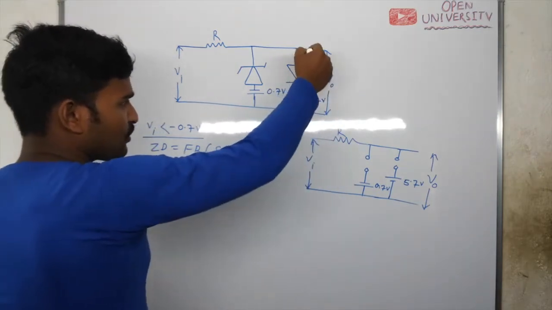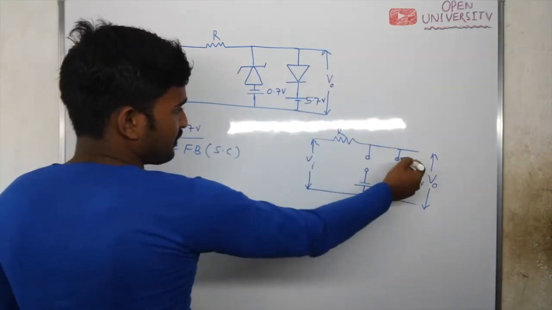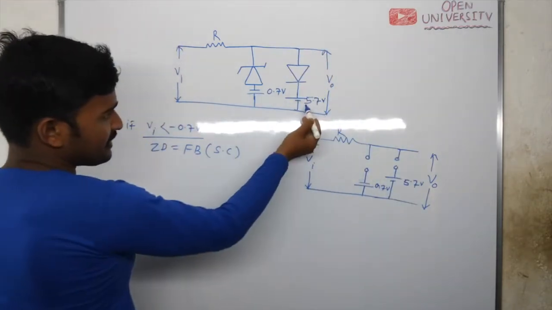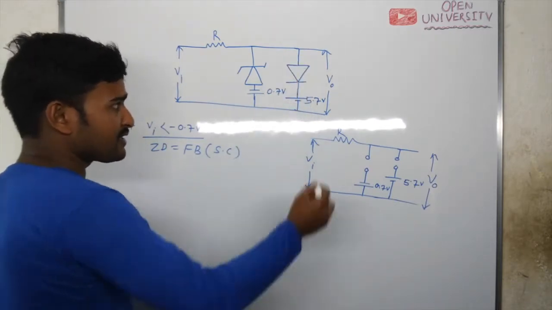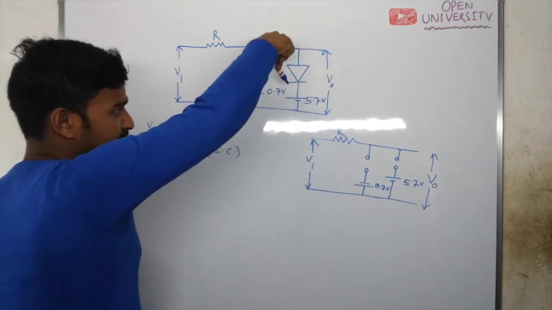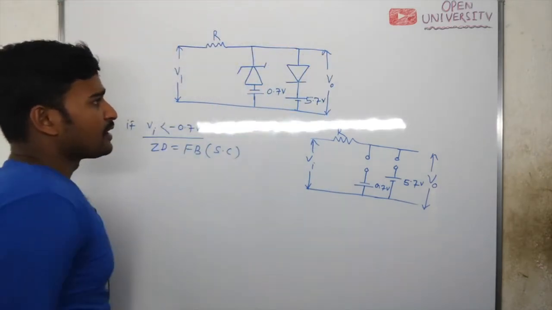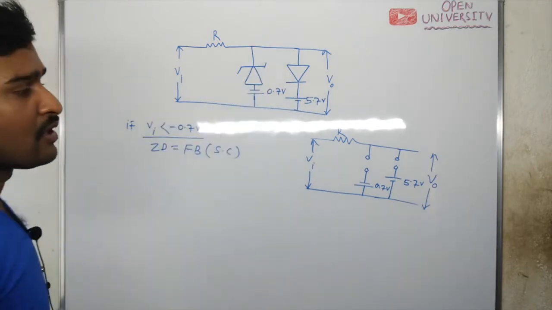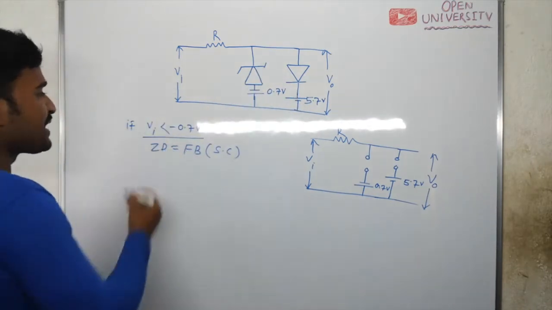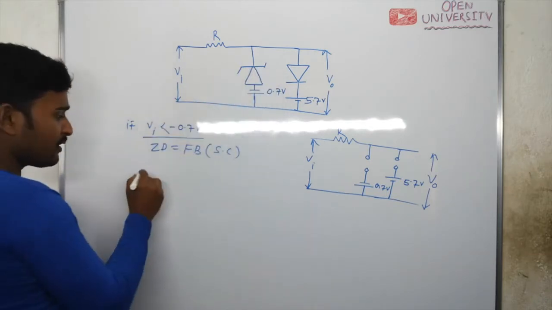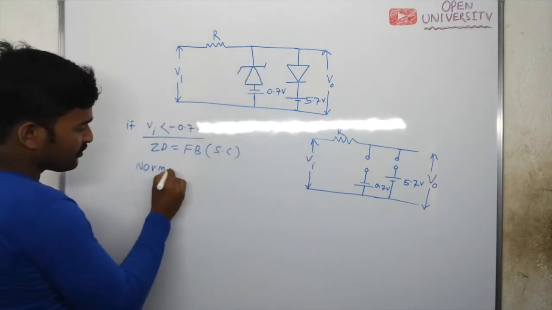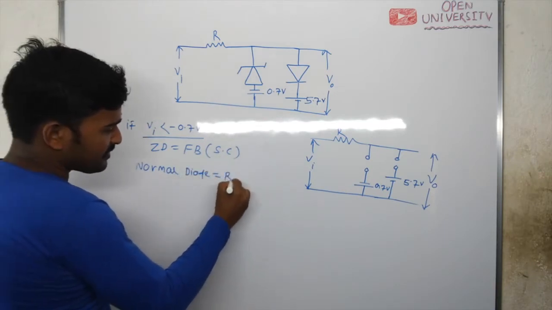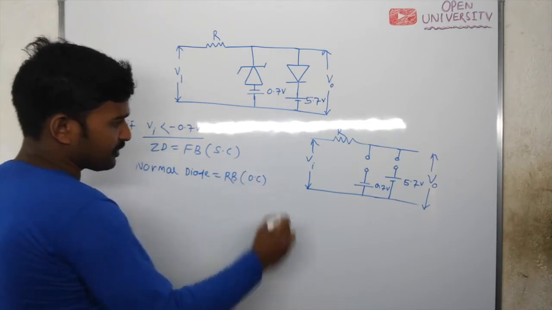This normal diode will be forward biased if this side voltage is greater than this side voltage, that is, if your input voltage VI is greater than 5.7 volt. But here VI is less than minus 0.7 volt, so the normal diode becomes reverse biased, and it will be replaced with an open circuit.